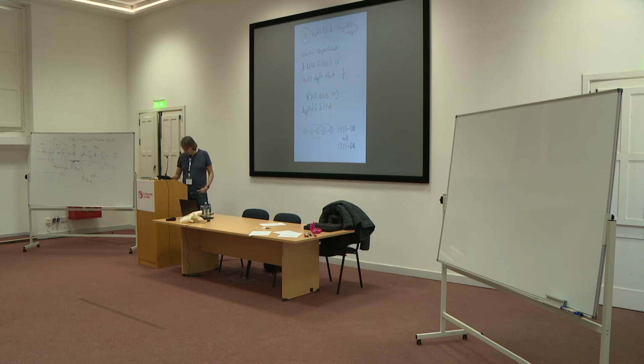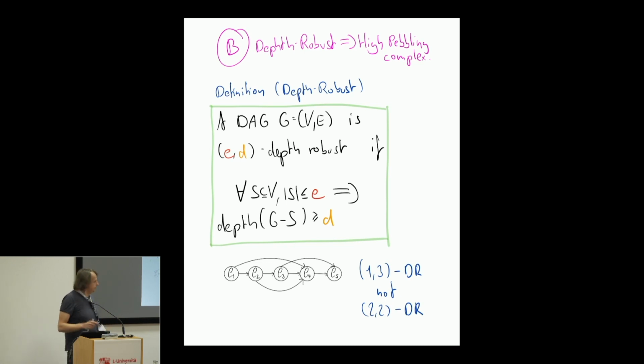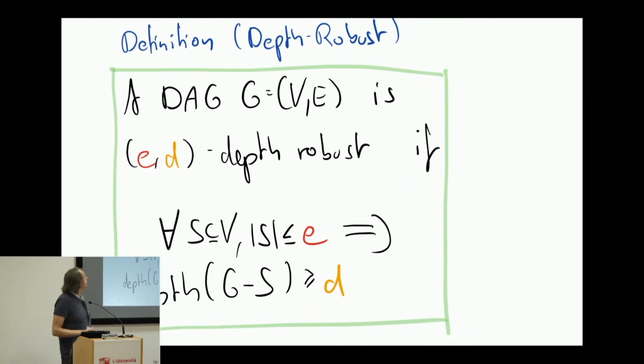Okay, what is depth robustness? As I said, depth robustness was defined by Erdős, Graham, Szemerédi in a paper in the 70s, and it's a very simple definition. It says that a DAG G on a set of vertices and a set of edges is (e,d) depth robust, where e and d are integers between 0 and the number of nodes in G, if the following is true: whenever I remove e nodes from the graph, there still is a long path left, namely a path of length d.